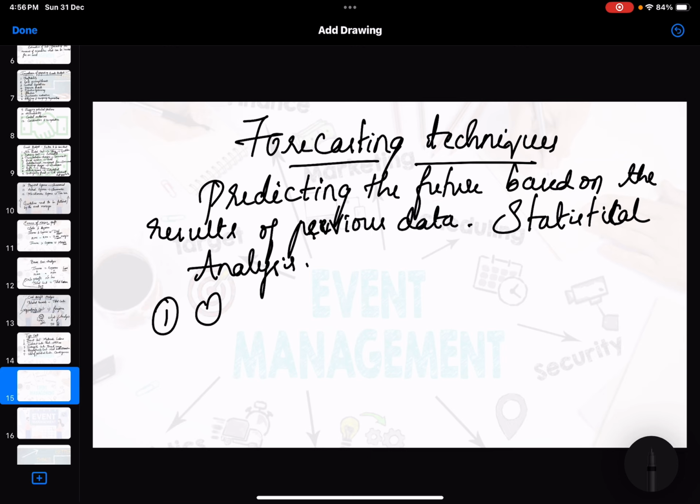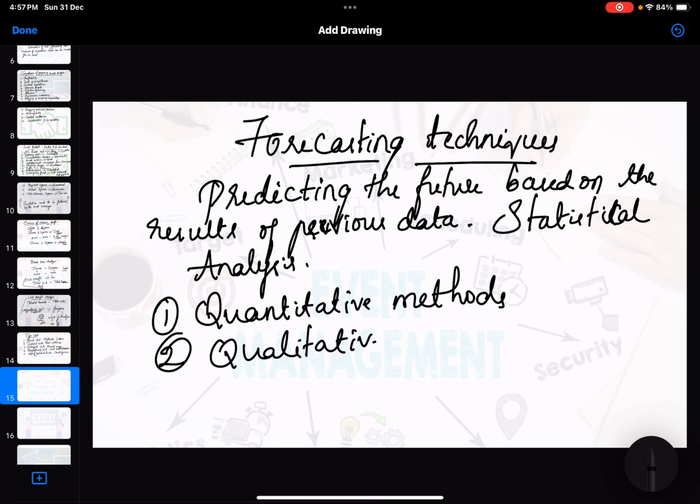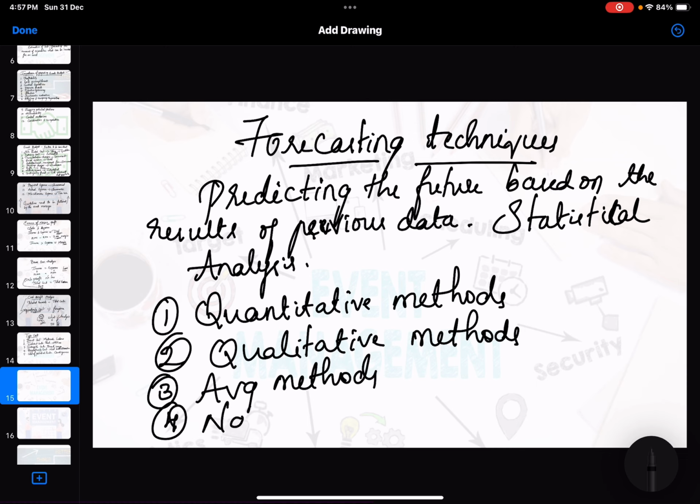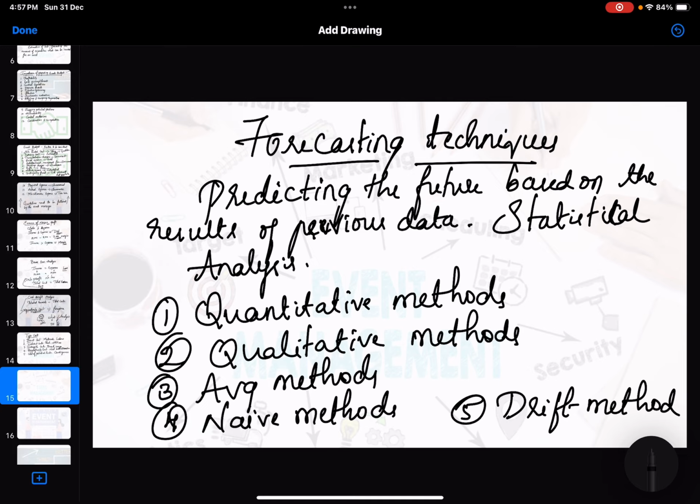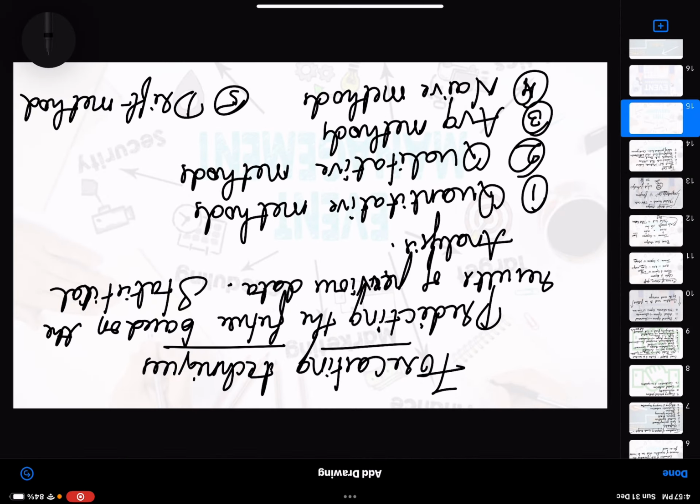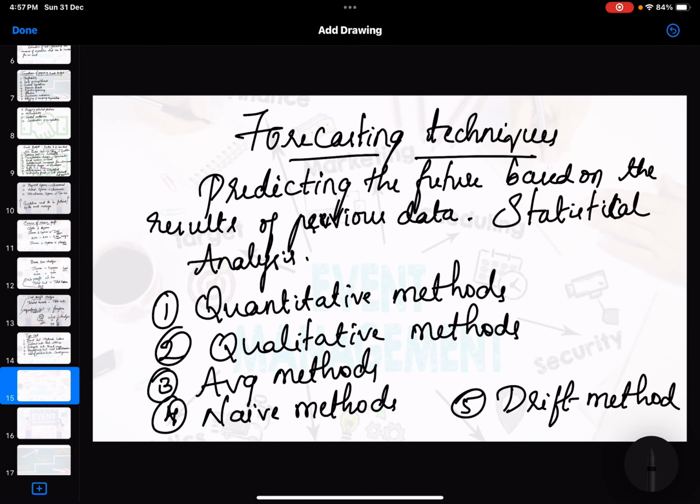The first one here is the quantitative methods, wherein we follow a technique of measuring the results or predicting the future in terms of numbers. Then the qualitative methods, which are not quantity in nature. Then average methods, naive methods, and the fifth one is the drift method. So these are the simple forecasting techniques that an event manager can use in order to forecast the amount that we may incur in the future.